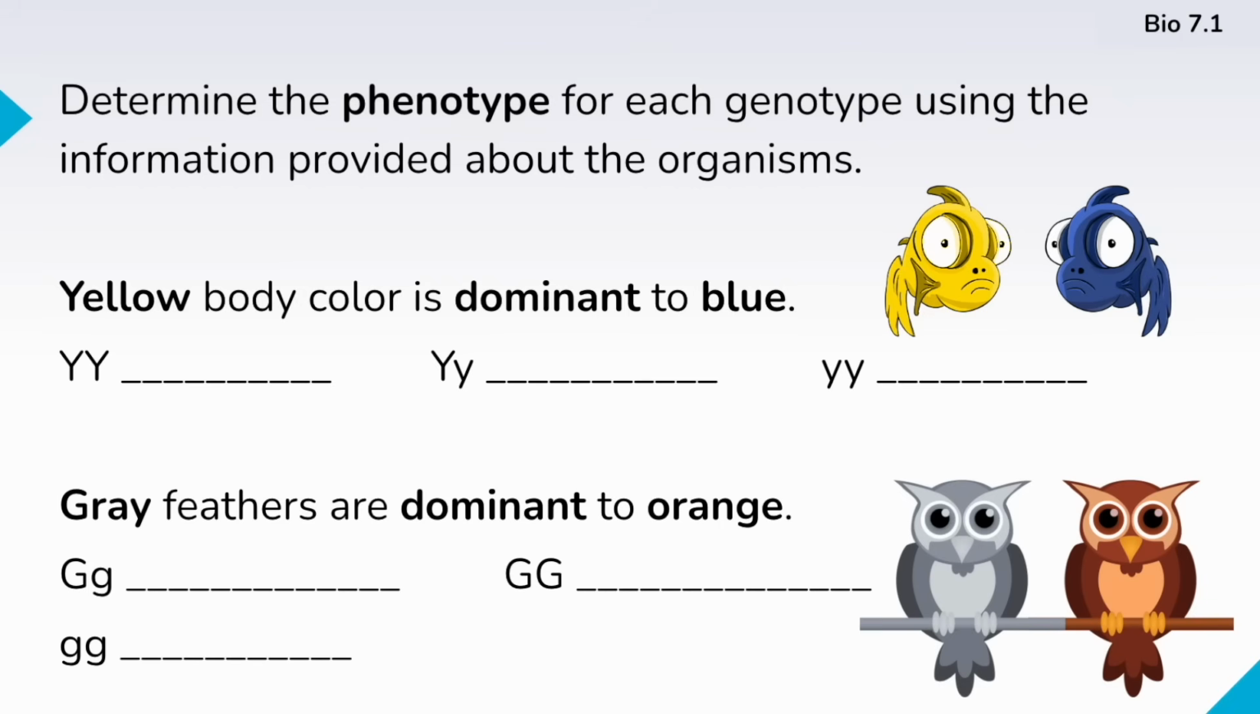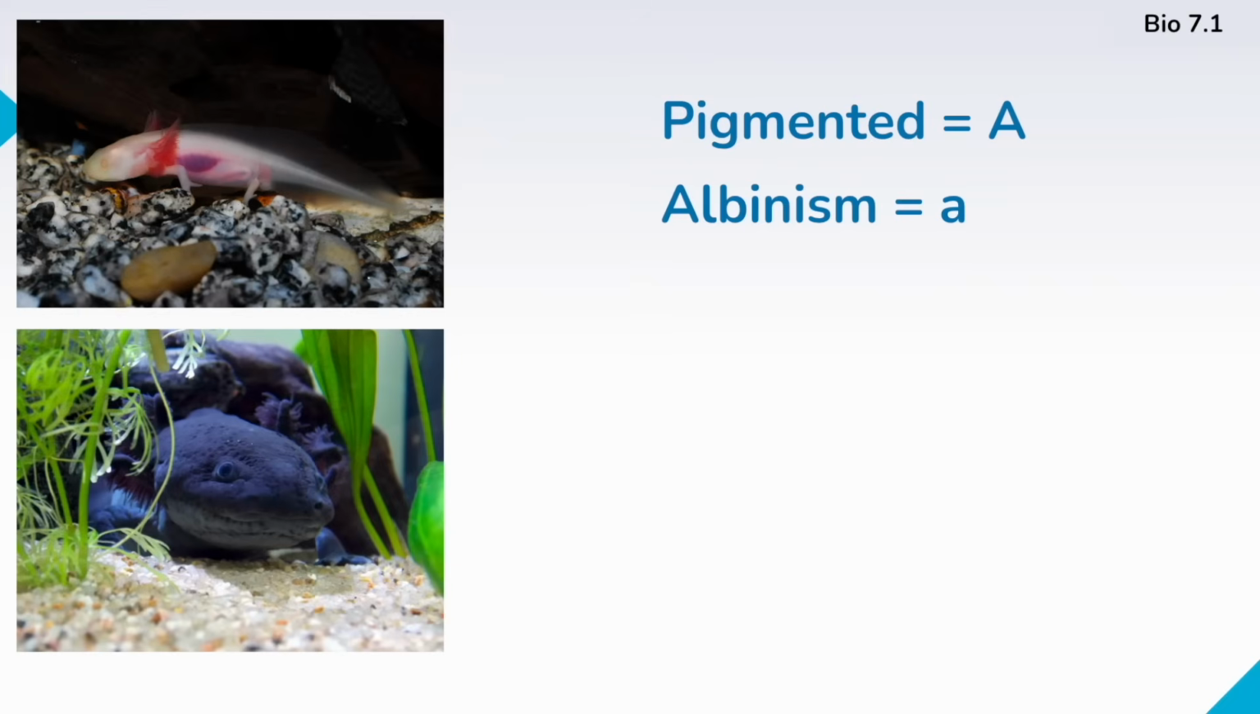So for here, if we know that yellow body color is dominant to blue, determine the phenotype of each fish. And at the bottom, we have gray being dominant to orange, so determine the phenotype of each owl. You can pause it if you want. Here are the answers. All right.